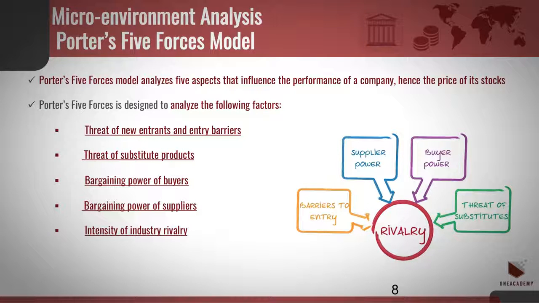Bargaining power of buyers. The less buyers can influence the decisions of the company, the better for the company and its stock. Bargaining power of suppliers. The less suppliers can influence the decisions of the company, the better for the company and its stock. Intensity of industry rivalry. The lower the rivalry, the better for the company and its stock.